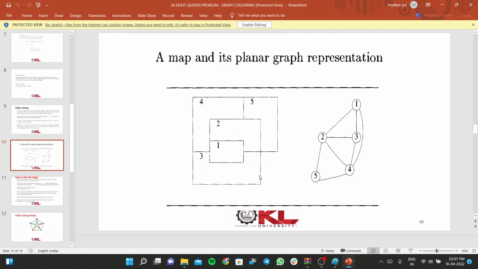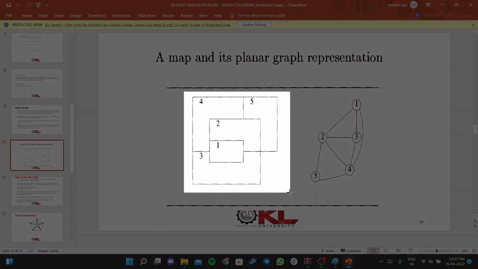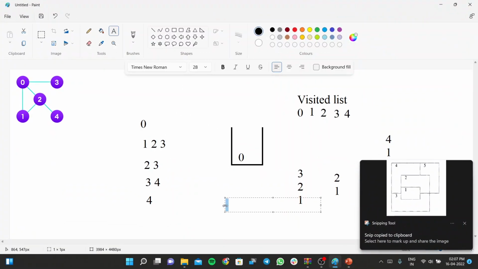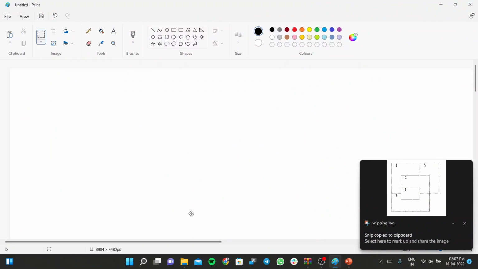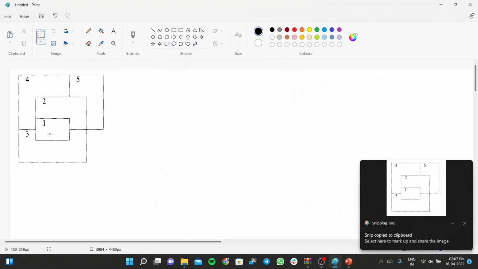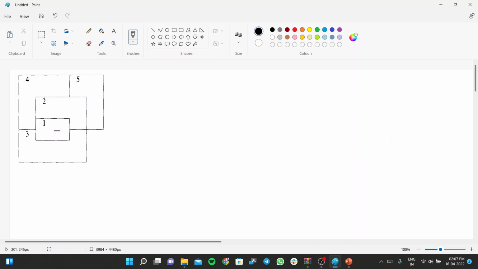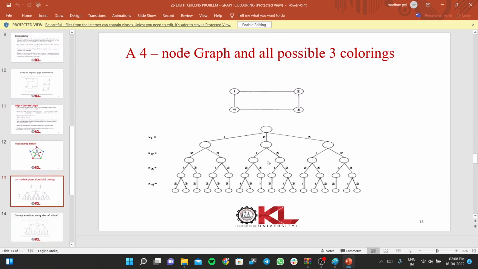In graph coloring also, you need to write a state space tree. For graph coloring, the one and only thing which you need to follow is that if we place a color here, it shouldn't touch this or this or this. So these three shouldn't touch that particular color. For this also, if you draw a state space tree like this, you will get some clarity.